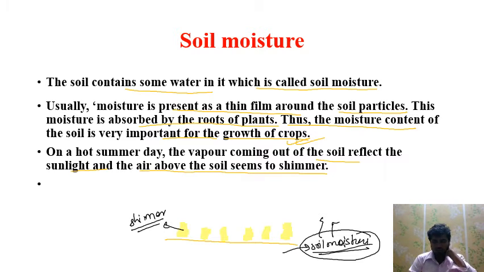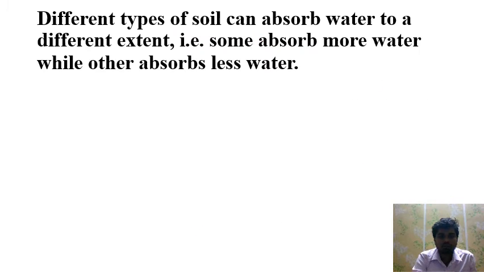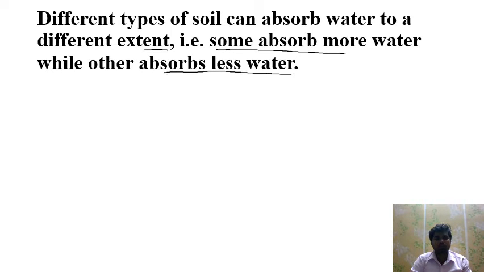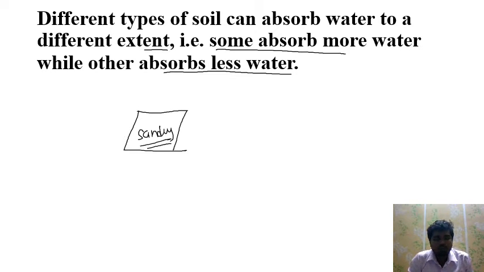Okay, so moving further, students, different types of soil can absorb water to a different extent. Some absorb more water while others absorb less water. Yes, students, so if we talk about the soil moisture in different types of soil, like sandy soil, we all know that they have large particle size, and hence there will be less moisture in the sandy soil.